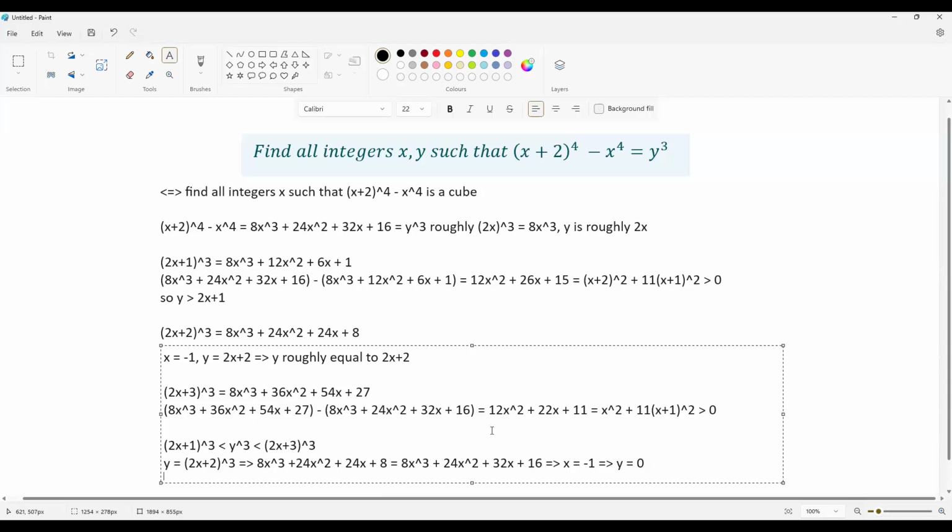Because if we sub it back into the original problem, (x plus 2) to the 4 minus x to the 4 equals y cubed, then LHS is equal to 0 and RHS is 0. And this is the only solution.